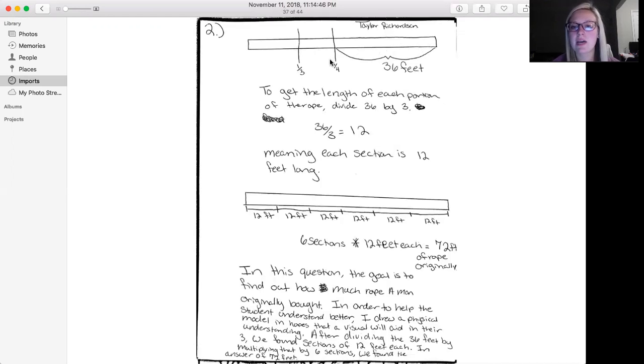And so from then we know that we have 36 feet remaining. And so we want to know the length of the rope that he had before he cut it at all. And so to find this, we can take our 36 feet that we have, and we're going to divide it by 3 to get the remaining 3 sections to go with our 1/4 here. And so we find that the 36 divided by 3 is 12. And so this means that each section is 12 feet long. And so we can take the entire rope and we can divide it into 12 sections of 12 feet. And we can see that there are 6 sections of 12 feet, meaning that the rope originally was 72 feet long.